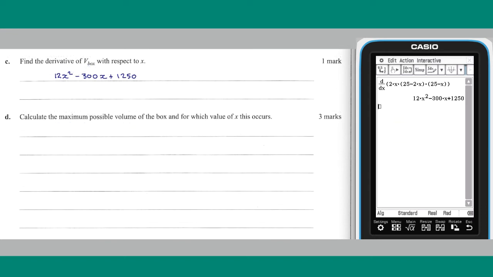Part D. The maximum volume of the box will be when VBox dashed is equal to 0, where its sign changes from positive to negative, and where x is between 0 and 25 over 2. This maximum volume and the corresponding value of x can be found using ClassPad's fmax command.